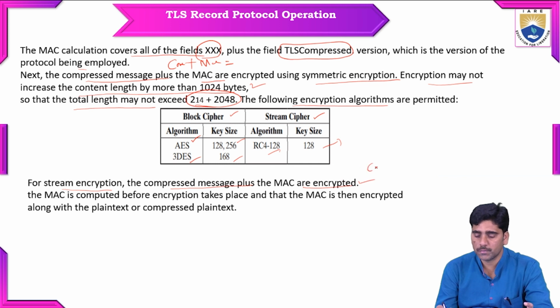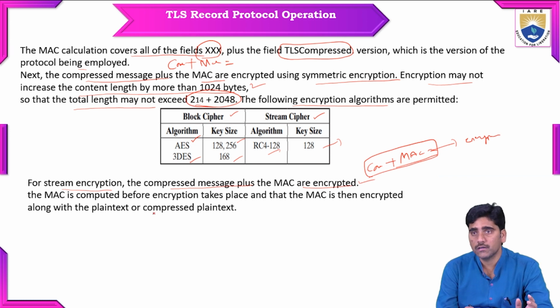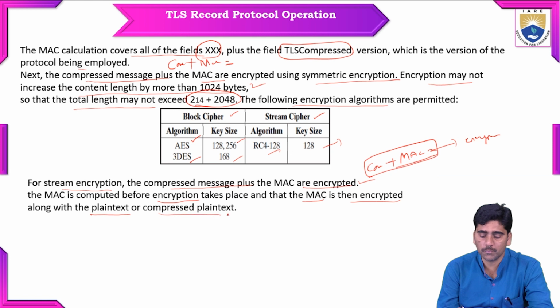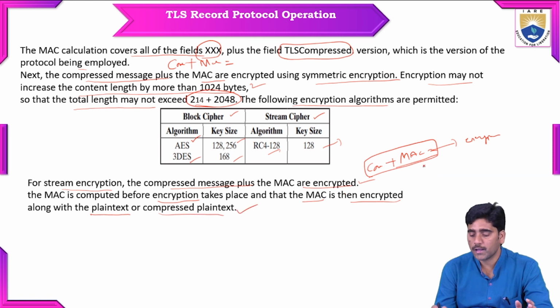So for stream encryption, the compressed message plus the MAC are encrypted. The MAC is computed before encryption takes place, and the MAC is then encrypted along with the plain text or compressed plain text. So the MAC is applied after the compression process and before the encryption process.